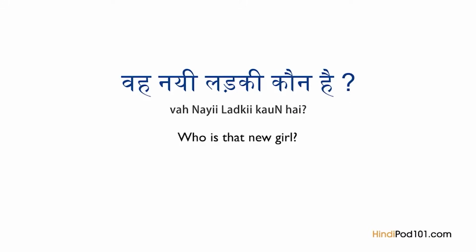So, let's break down this question. First, we had wo, the third person pronoun for that. Nai is the adjective meaning new. Since it's an inflecting adjective, we use nai when the subject is feminine. It becomes naya when the subject is masculine. Kaun is the basic translation of who in Hindi. Hai is the to be verb for the third person. Altogether, it is wo nayi ladki kaun hai.